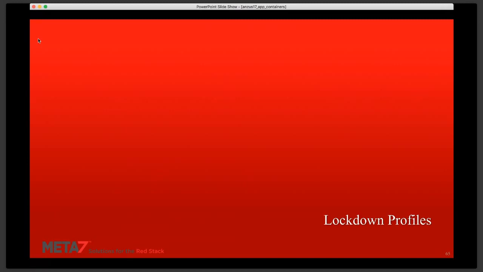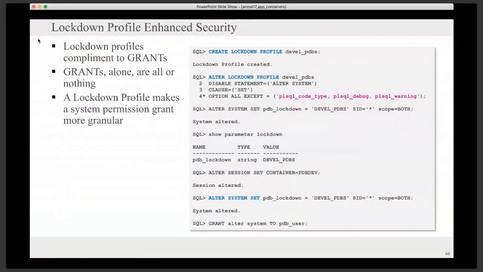Security in the container database is phenomenal compared to the security that you're used to. Right now, if you were a DBA, you wanted to grant somebody the ability to do an alter system, set PL/SQL code type, or do an alter system and set PL/SQL debug or PL/SQL warnings, you can't do it. You give somebody alter system, and they can alter system on every single init parameter in the data dictionary. Lockdown profiles allow you to grant a privilege that is very broad and then narrow it down to be extremely specific.